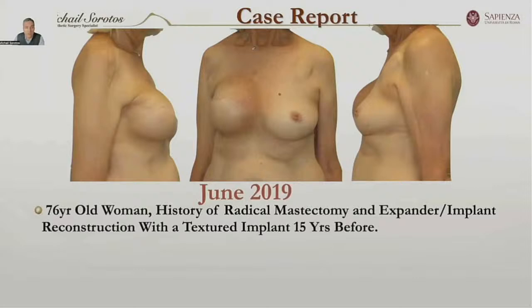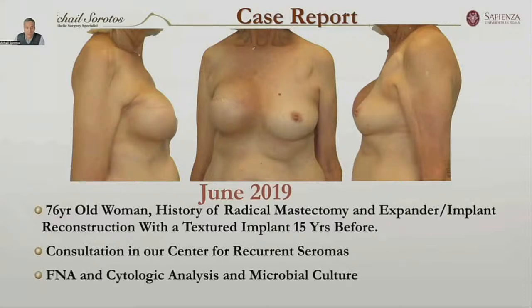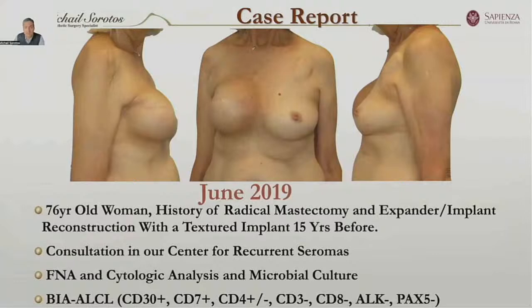It was a woman 76 years old with a history of radical mastectomy, expander implant reconstruction with a textured implant 15 years before, the standard case. She came to our center for recurrent seromas. As you can see, her right breast is swollen. We did a classical approach, fine needle aspiration, cytology analysis, and we always do a microbial culture in order to exclude an infection. We found that she had BIA-ALCL, so it was a classic case of BIA-ALCL.